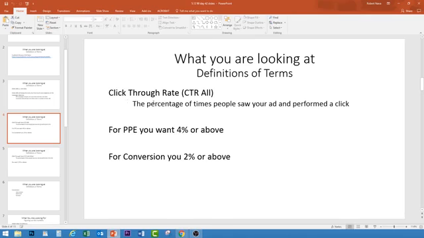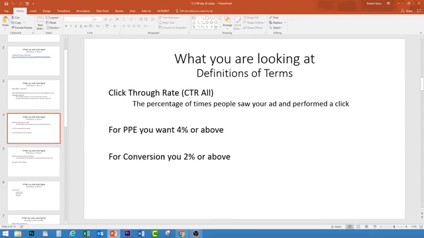Right now, just understand these basic principles, and you can come back to this at any point and learn it. Okay, so 4% or above is what you want to look for in a click-through rate for clicks all, for your PPE, page post engagement, ads. And for your conversion ads you want above a 2%.